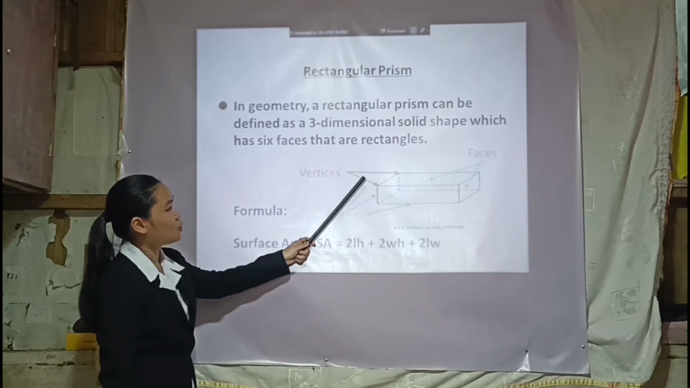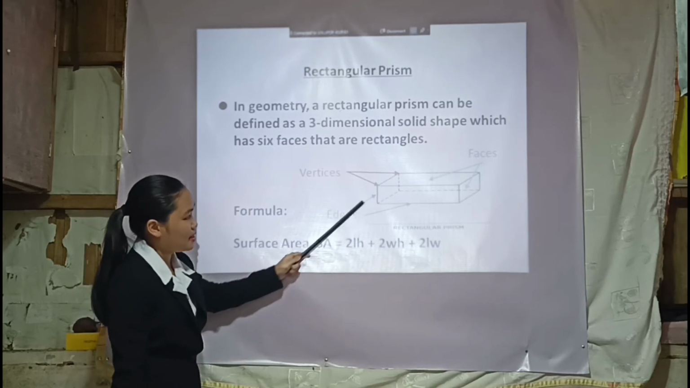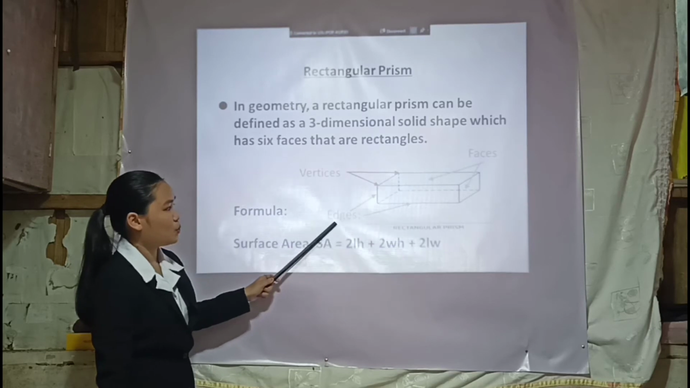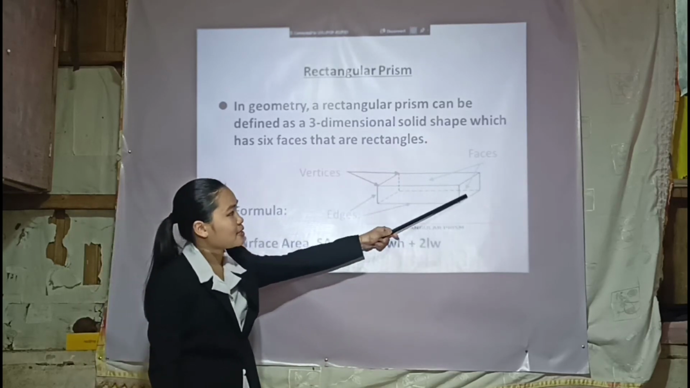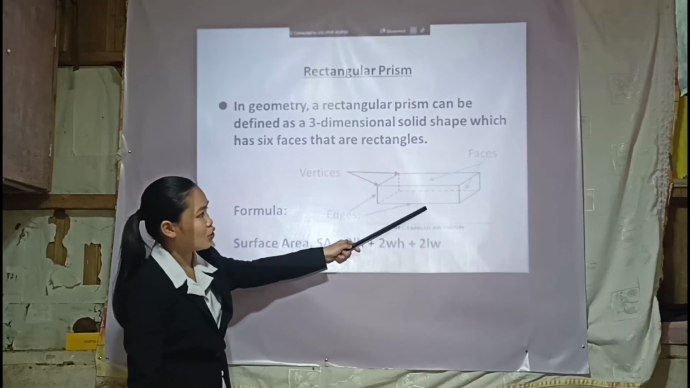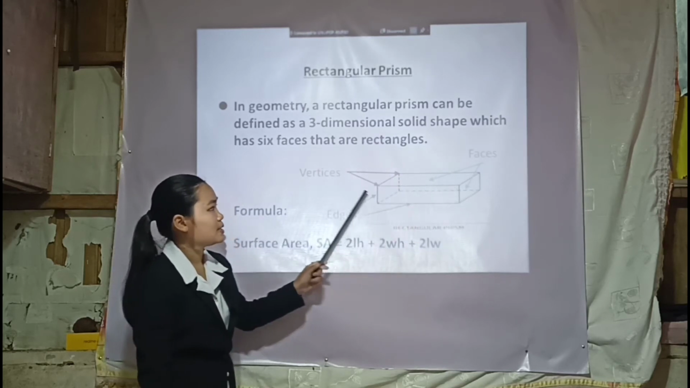These corners are what we call the vertices of a rectangular prism. And these sides are what we call edges. And the flat areas are what we call the faces: the top, bottom, front, back, and the two sides.